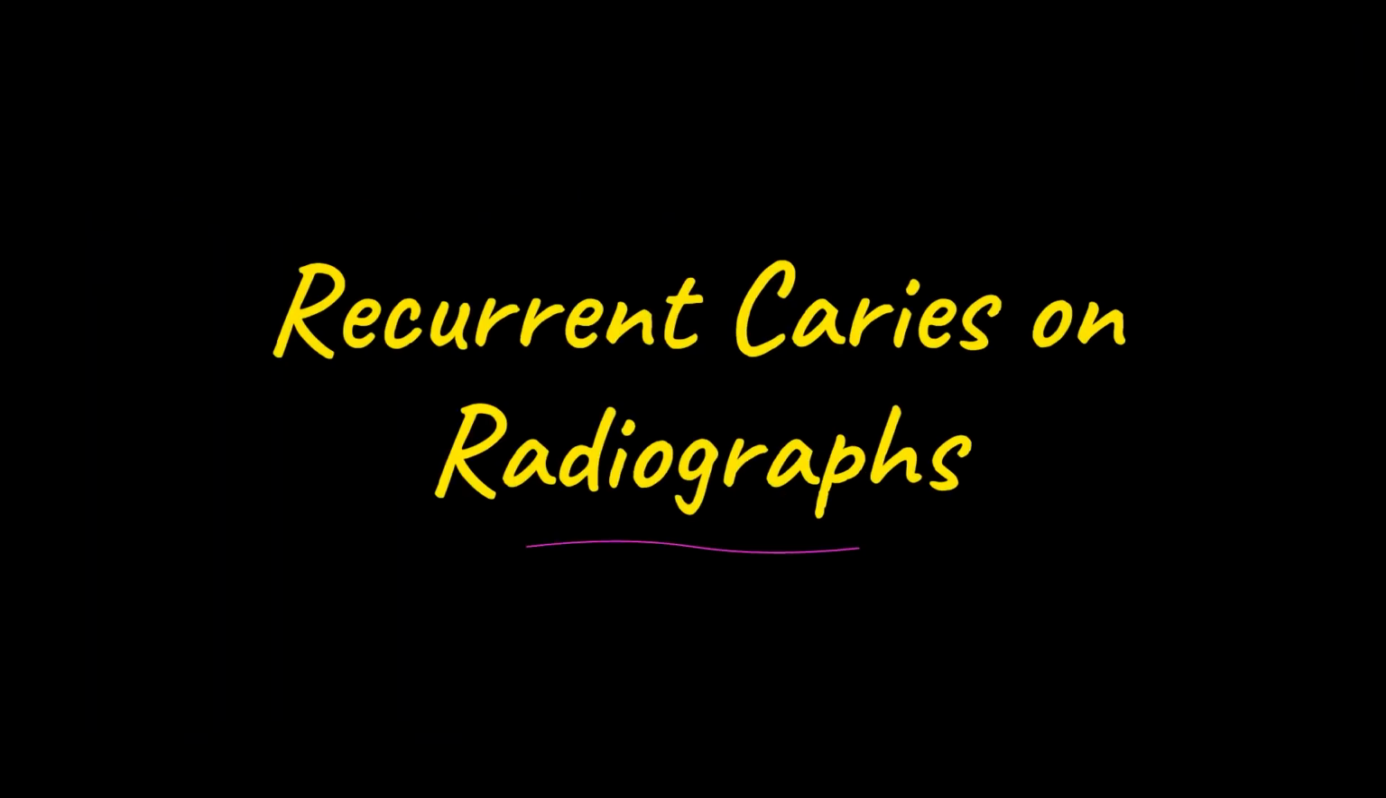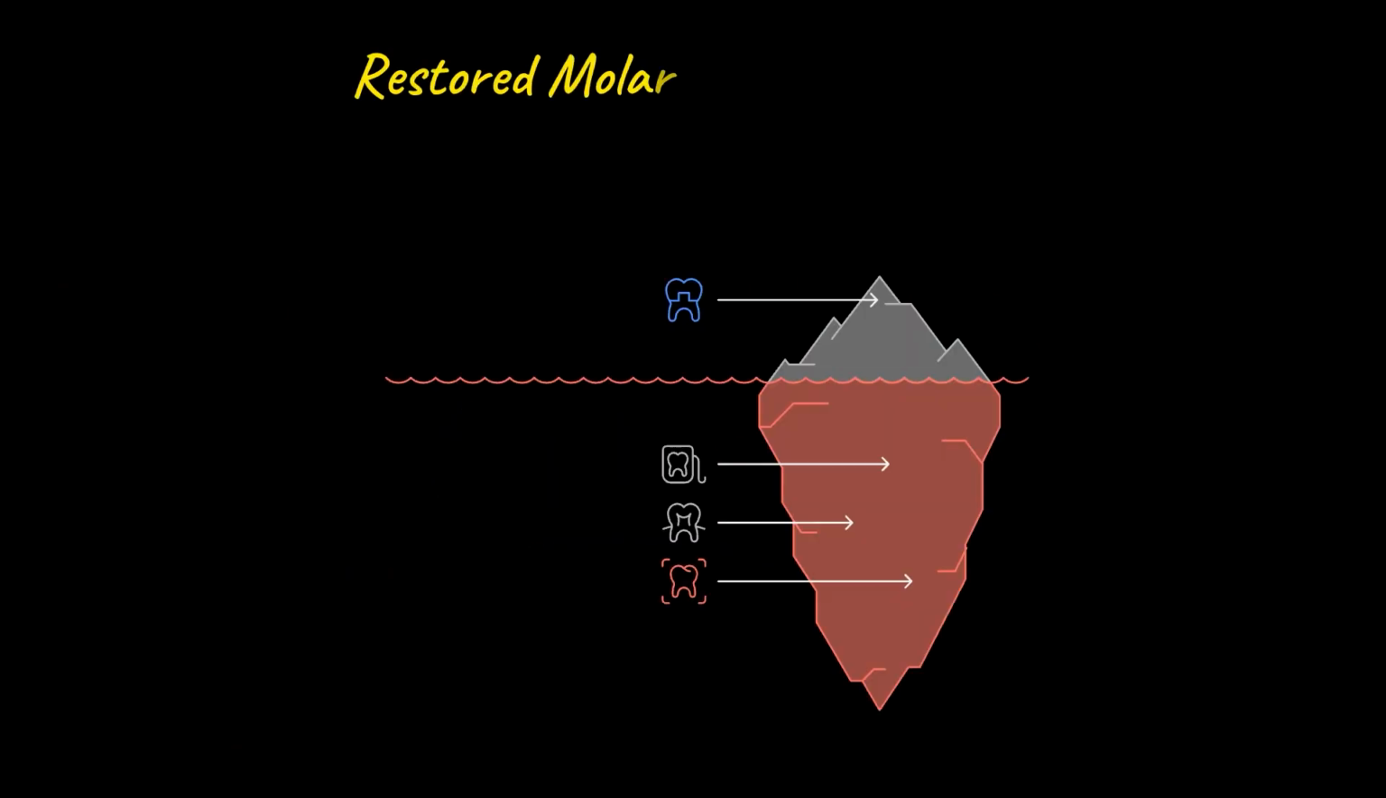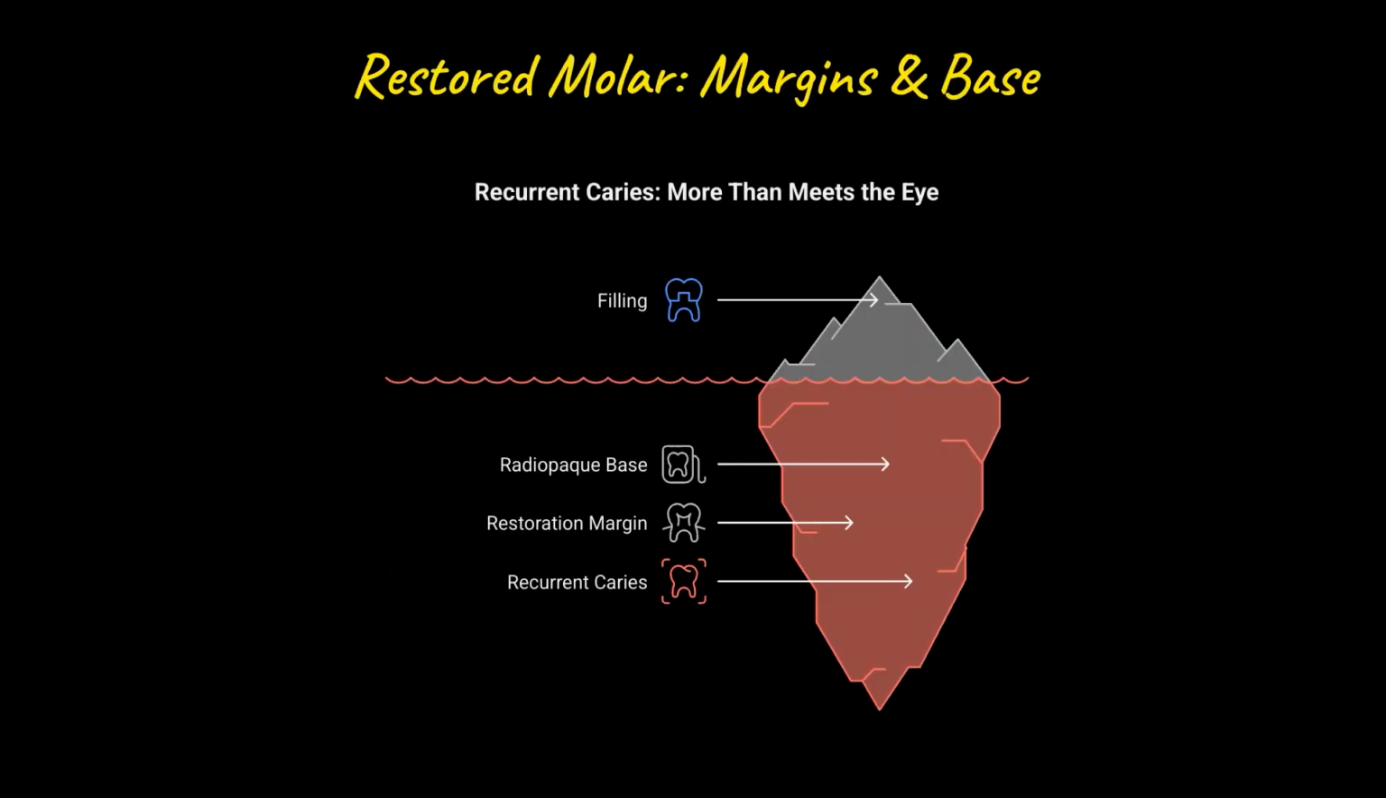When decay forms at the edge of an existing filling, it's called recurrent or secondary caries. Understanding how it appears on a radiograph is essential for telling it apart from the materials placed deliberately beneath a restoration. On the radiograph, recurrent caries shows as a dark, radiolucent shadow at the restoration margins, the place where the filling edge meets the tooth.